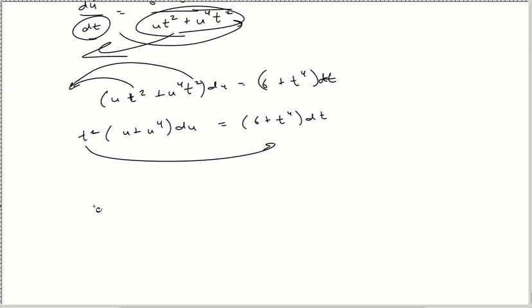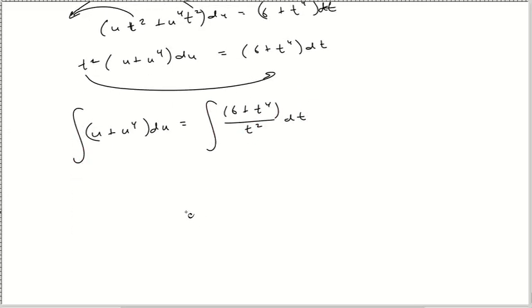You divide by the t squared. u plus u to the 4th all du is equal to 6 plus t to the 4th divided by t squared dt. Integrate, integrate, and so then I got u squared over 2, u to the 5th over 5. On this side, this is kind of a little weird because I'm distributing my t squared in the bottom, making here 6t to the negative 2, so I add 1 to the power, divide by the new power, and I actually get this guy.